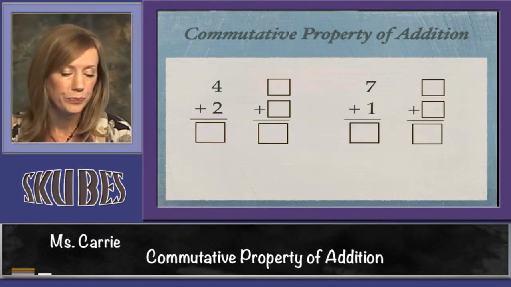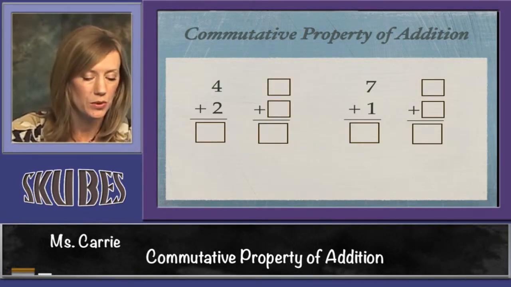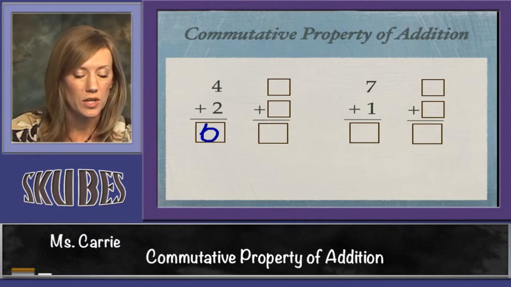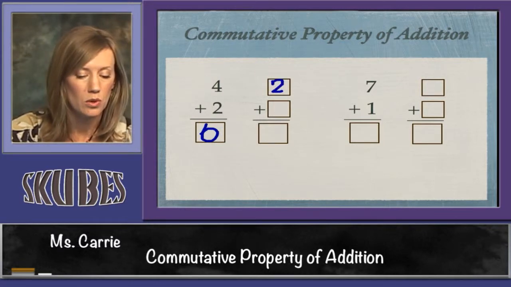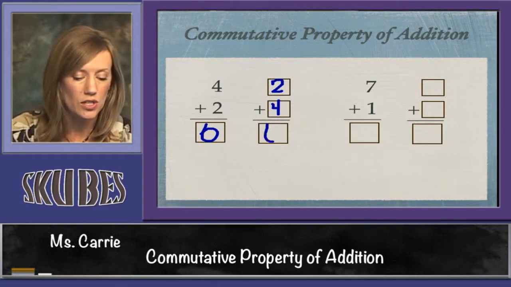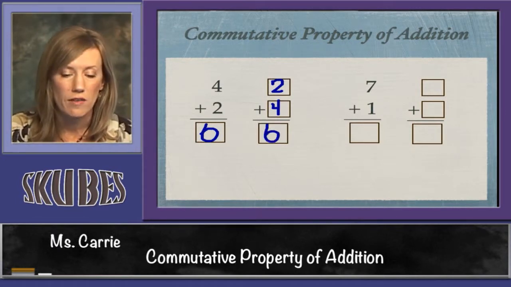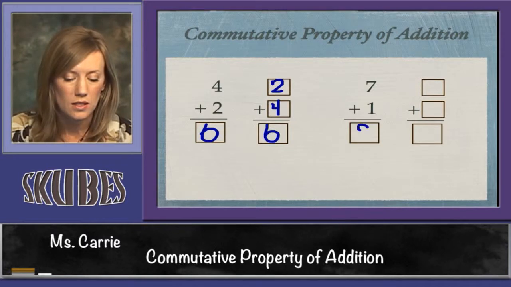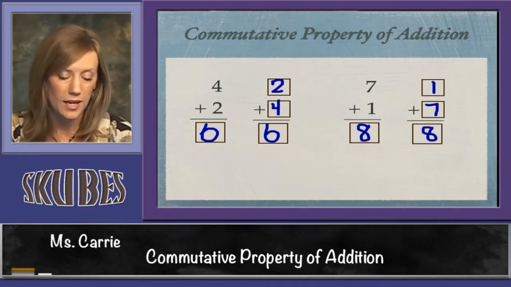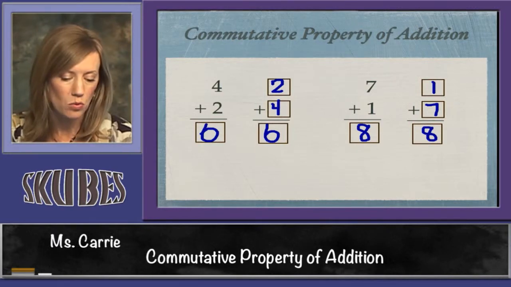Let's look at some more. The answer to 4 plus 2 is 6. Now we could flip those two numbers on the top. Instead of 4 plus 2, they would become 2 plus 4, and we still get the same answer. The answer is still 6. 7 plus 1 is 8. If we flip the 7 and the 1, we get 1 plus 7, and the answer is still the same. The answer is 8.